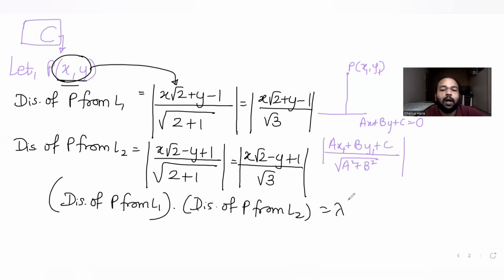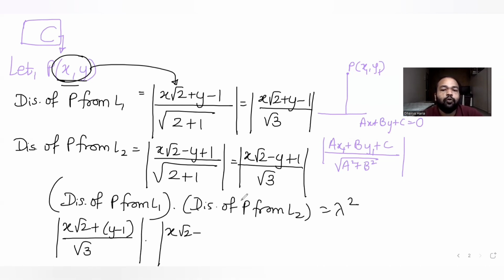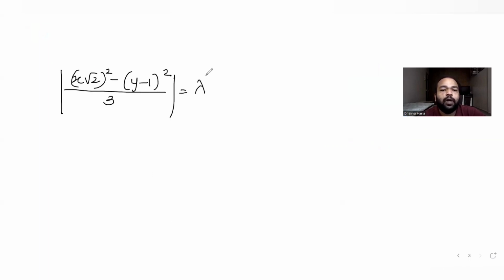That product is equal to lambda square. So if I have this product in the mod, I get |x√2 + (y − 1)/√3| times |x√2 − (y − 1)/√3|, that is equal to lambda square. So you get this in terms of a plus b and a minus b. That makes it a square minus b square. So (x√2)² minus (y − 1)² upon √3 times √3, that is 3. That is equal to lambda square.